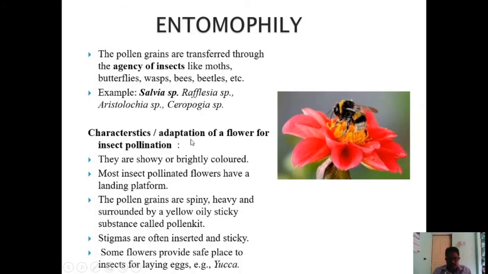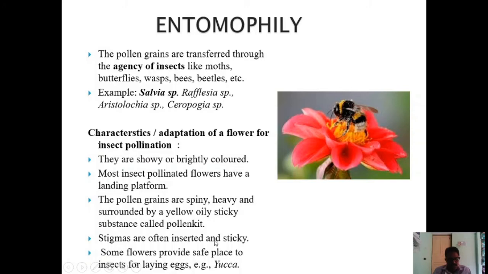Now, what are the characteristics or adaptations of a flower in insect pollination? They are very showy and brightly colored. Most insect pollinated flowers have a landing platform so that the insect comes and sits and pollinates it. The pollen grains are spiny, heavy, and surrounded by a yellow, oily, sticky substance called pollenkitt. This is very important. This facilitates the pollen grains to get stuck onto the insect, and this insect transfers the pollen grains from one plant to another.